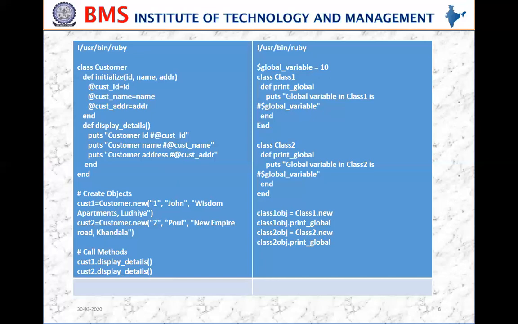Now I create two objects, customer one and customer two, and I call customer1 object.method_name, customer2.method_name. Whatever values I have passed to the customer one object, it is 1, John and Wisdom Apartments, Ludhiana. That will be displayed when cust1.display_details is executed. So 2, Paul and New Empire Road, Kandala will be showcased when I execute cust2.display_details.